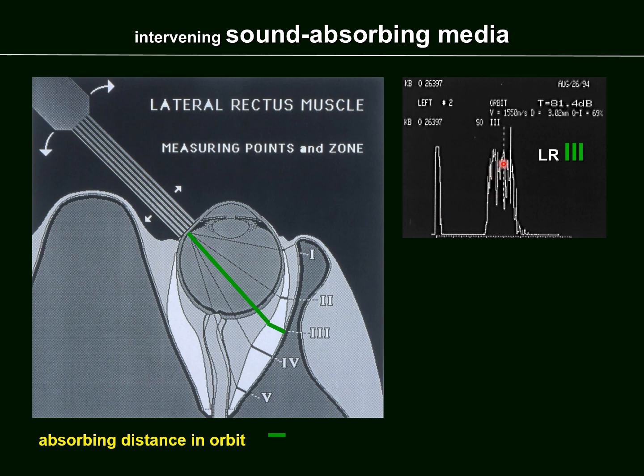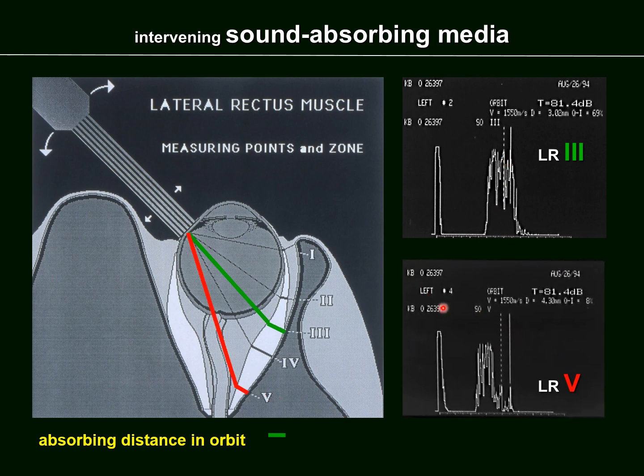And therefore the reflectivity in this measuring point of the extraocular muscle is minimal. On the other hand, more posteriorly, we get so much more absorbing distance in the orbit, and therefore the maximum reflectivity of all the spikes is lower. Now the lateral rectus that was extended, which we showed before, that was an exception because the extension flattened that surface out and that helped the echo intensity.